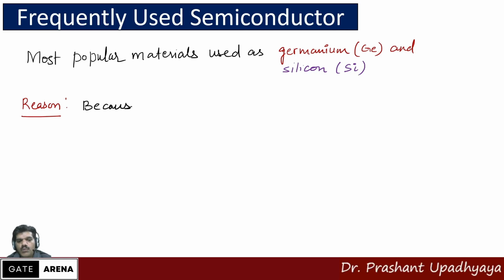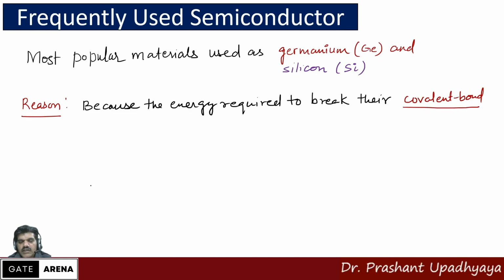The reason germanium and silicon are more popular is because the energy required to break their covalent bond is very small. So I'm writing: the energy required to break their covalent bond is very small. That is, we are talking about the energy required to release an electron from the valence band so that it can reach the conduction band.